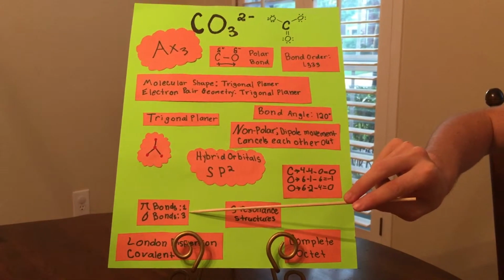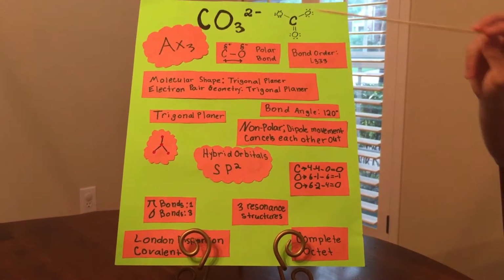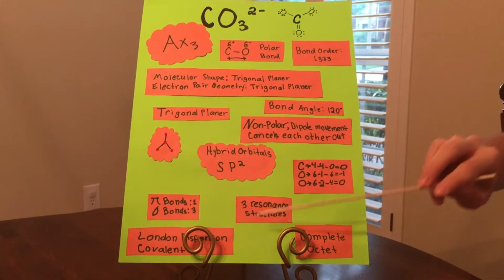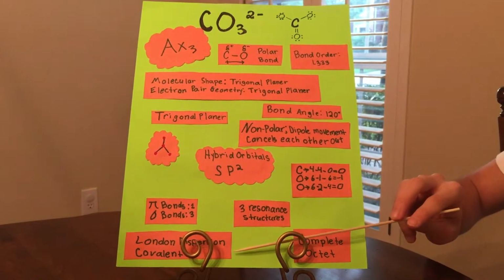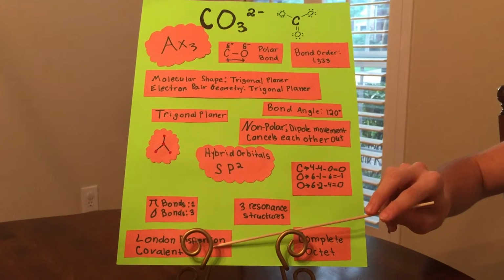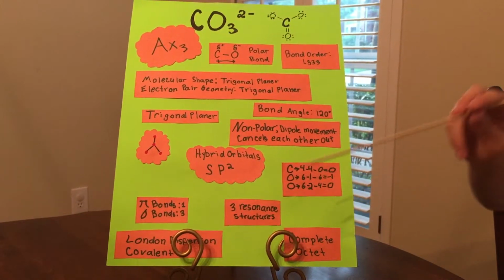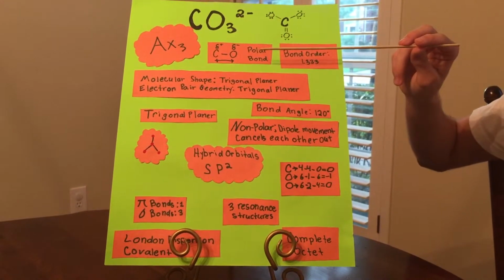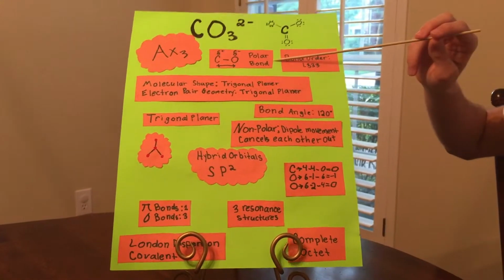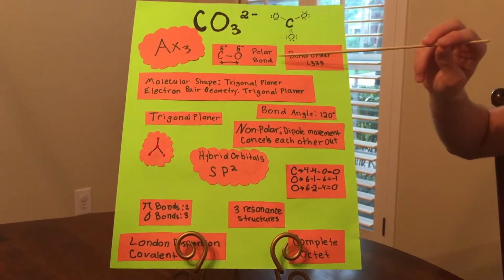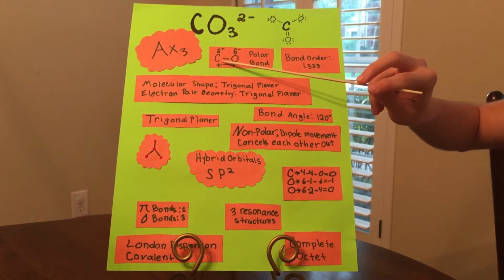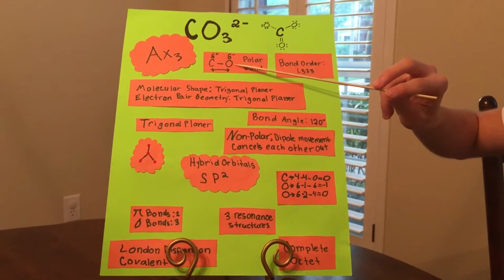It has 1 pi bond and 3 sigma bonds. The intermolecular force is London dispersion, and the intramolecular force is covalent. The bond angle is 120 degrees. The polarity of each bond is polar, with C being partially positive and oxygen being partially negative.